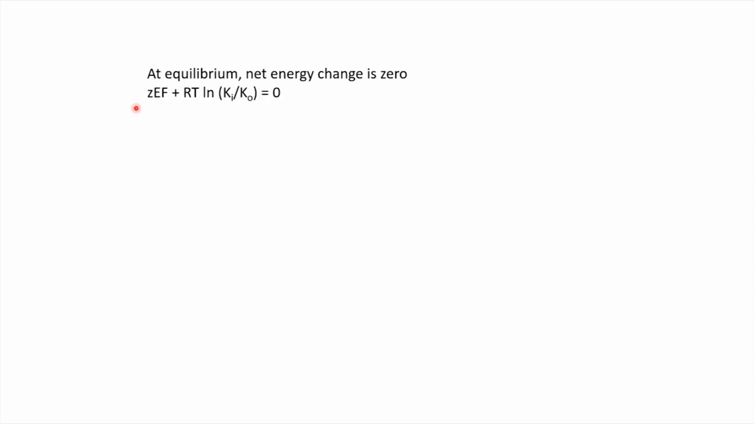So we can write the energy released by the electrical gradient, ZEF, plus the energy released by the chemical gradient, RT ln of the ratio of concentrations, is equal to 0. If this condition is met, then the potassium ions will be at equilibrium and they will not move. We can rearrange the terms and derive what the value of E will be at that point.